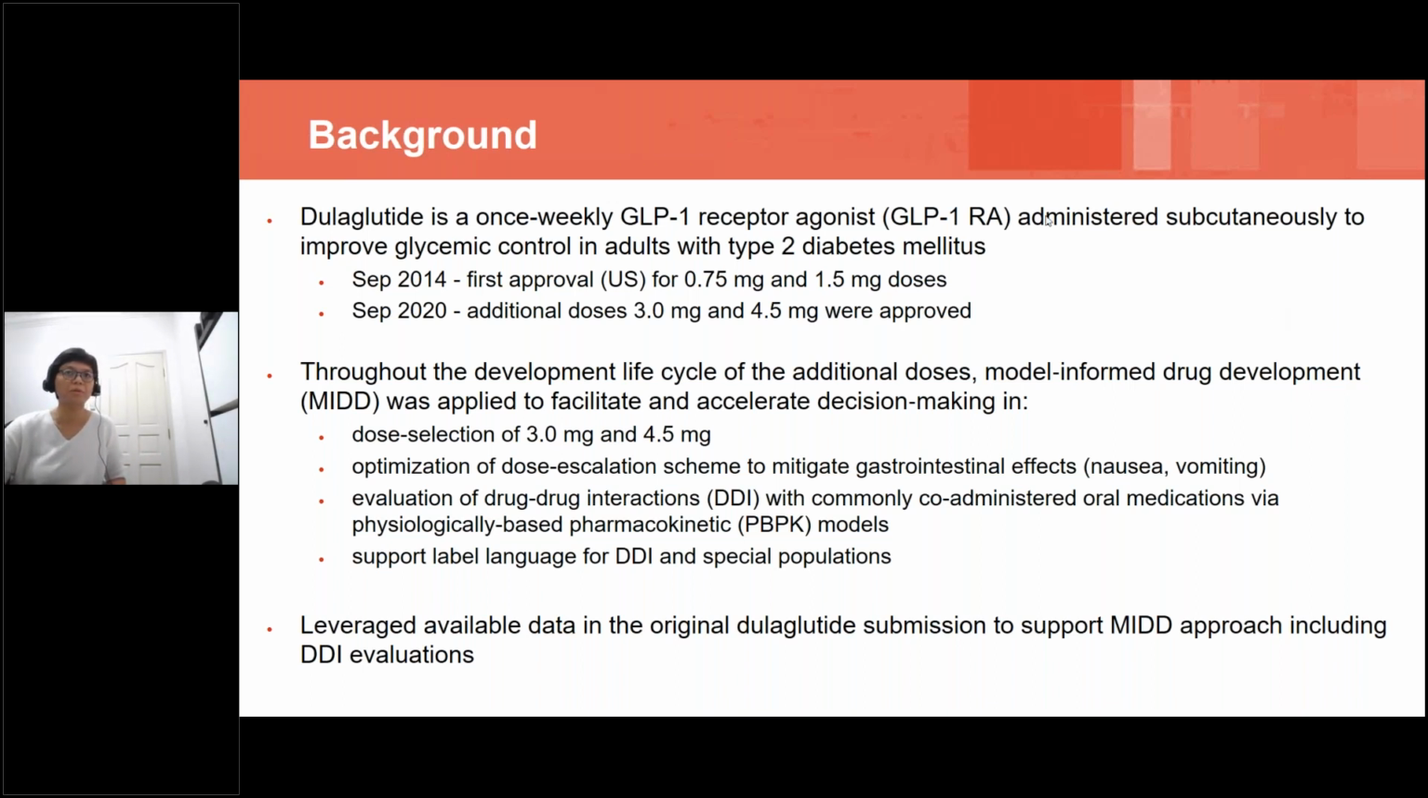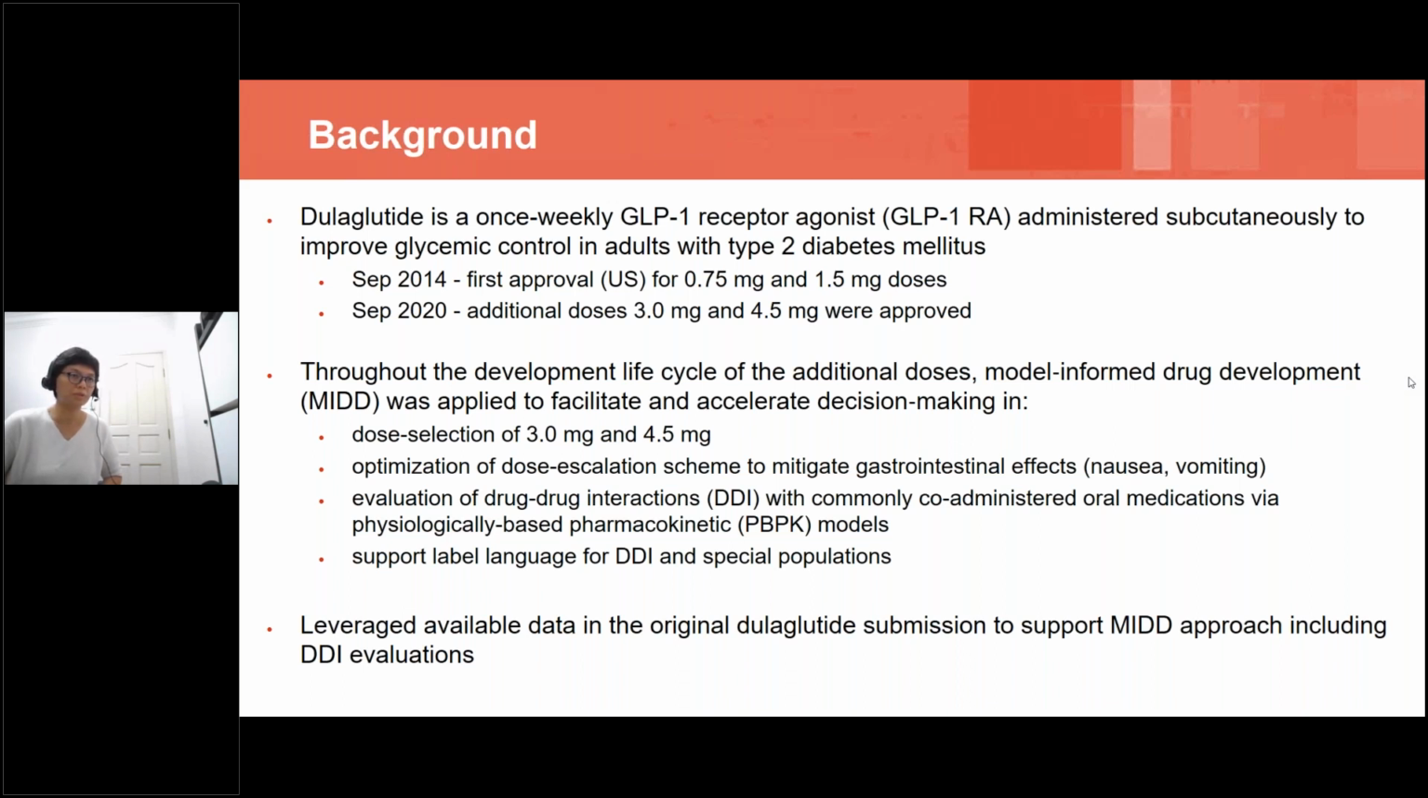So just a little bit more on the background of dulaglutide. Some of you may be more familiar with the trade name of dulaglutide, and that's Trulicity. Dulaglutide is actually once weekly what we call a GLP-1 receptor agonist. GLP stands for glucagon-like peptide 1, and it is administered subcutaneously for purposes of improving glycemic control in adults with type 2 diabetes. Dulaglutide was first approved in September 2014 in the US at 2 doses, 0.75 milligrams and 1.5 milligrams, both given once a week.